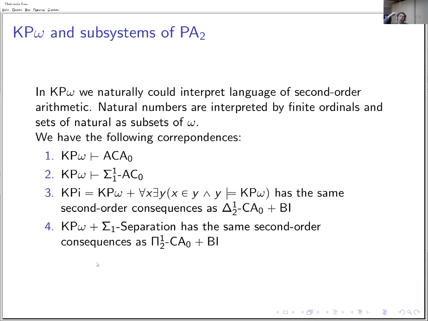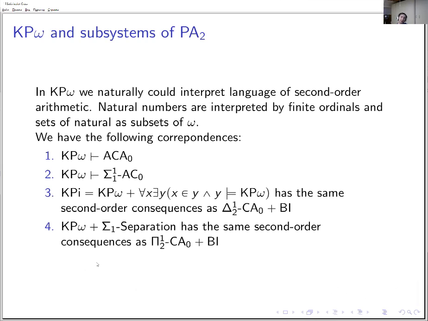Okay, but if you go beyond this, some extensions of KP omega correspond to strong fragments of second-order arithmetic. Namely, if you consider the theory KPi, which is KP omega plus the axiom that every set is contained in a transitive model of Kripke-Platek set theory, then it will have the same second-order consequences as Delta^1_2 comprehension plus bar induction.